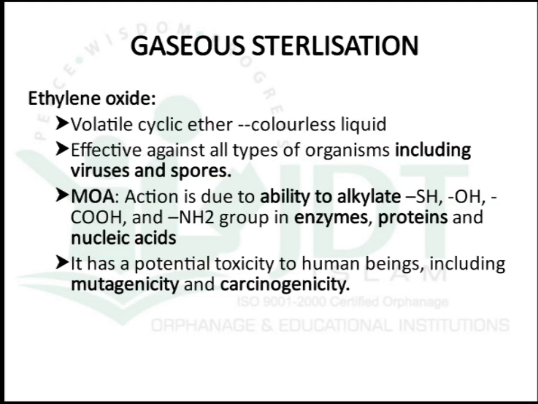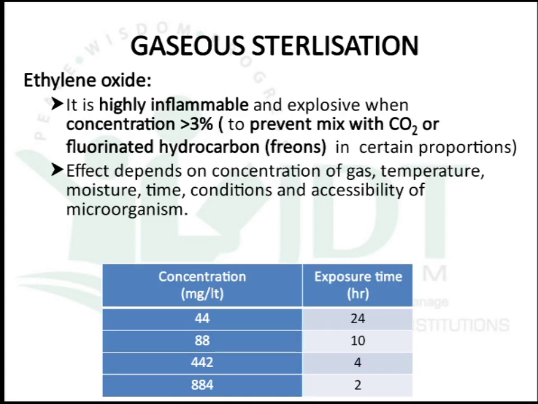Now coming to ethylene oxide, it is a volatile cyclic ether and colorless liquid. It is effective against all types of organisms including viruses and spores, and it acts by a mechanism due to its ability to alkylate the SH, OH, COOH and amino groups in protein and nucleic acid. It has potential toxicity to human beings including mutagenicity and carcinogenicity.